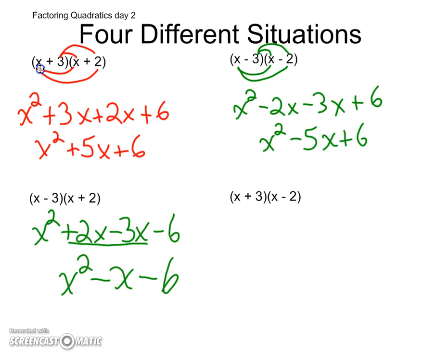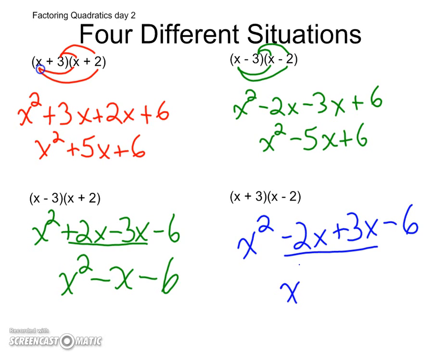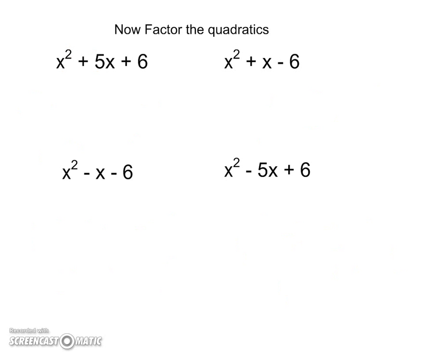And finally, x squared minus 2x plus 3x and minus 6. Negative 2x plus 3x is plus x. So here we have 4 different situations. We have 2 positives, a negative and a positive, a negative and negative, and a positive and a negative. So let's look at how we get to those by factoring.